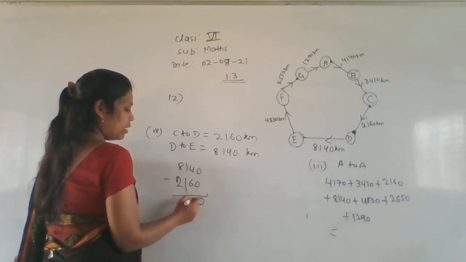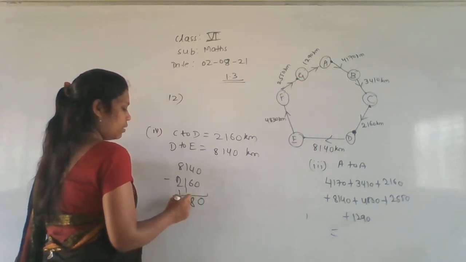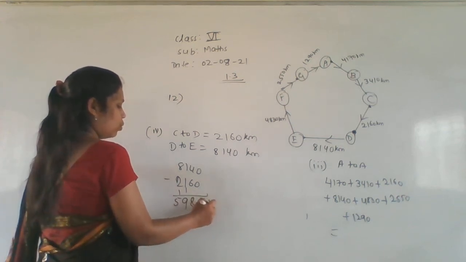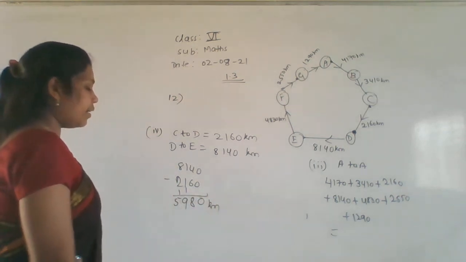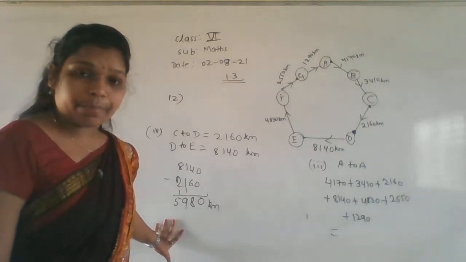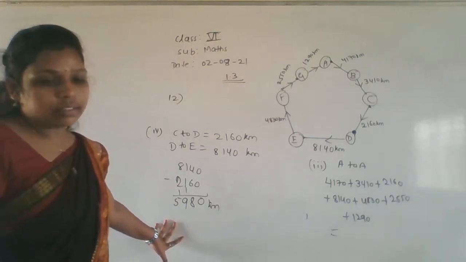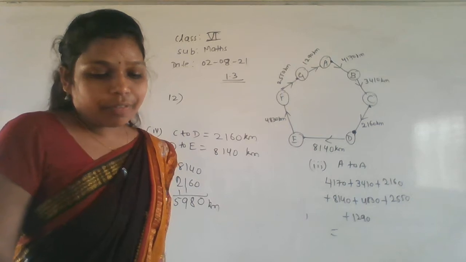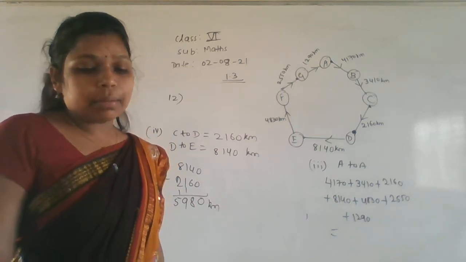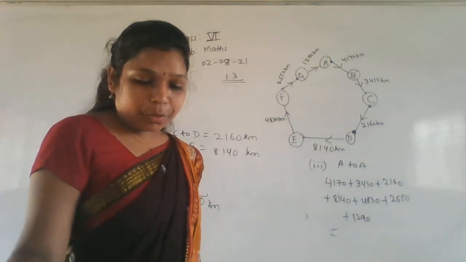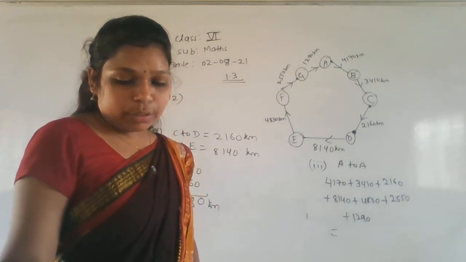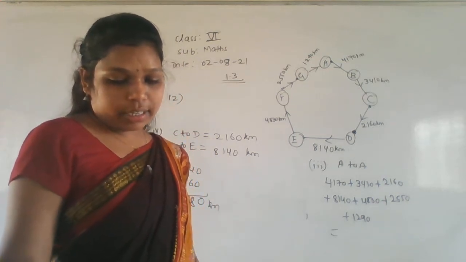2,160, 0, 14 minus 6 is 8, 11 minus 2 is 9, 8 minus 3 is 5. So the difference here is 5,980 kilometer. Okay. So next, fifth one. Find out the time taken by the bus to reach A to B, C to D and E to G and total journey.